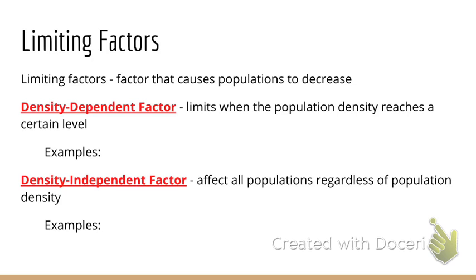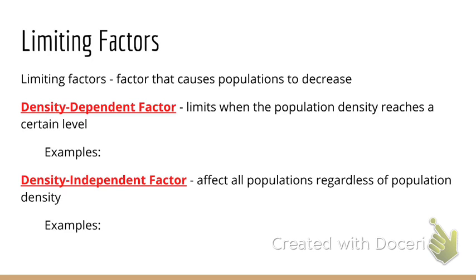So what are these things that limit carrying capacity? They're called limiting factors, and they're factors that cause a population to decrease. There are two types. One is density dependent, and the other is density independent. Density dependent factors limit the population when the population density reaches a certain level.